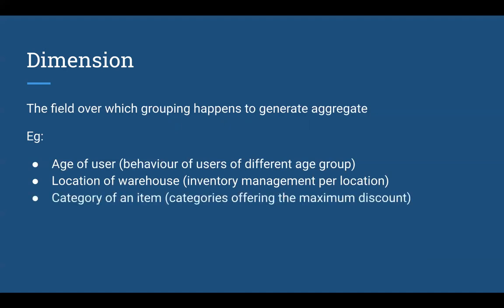If we would like to see how different categories behave in an e-commerce platform, like we have electronics, kids, clothes, different categories, and one item belongs to one of the categories, and in one category we can have multiple items. So what is the behavior of an individual category, like which category offers maximum discount, which category has higher purchase, then category becomes the grouping key or the aggregate key or dimension. So many times it's used interchangeably: dimension, aggregate key, group key.